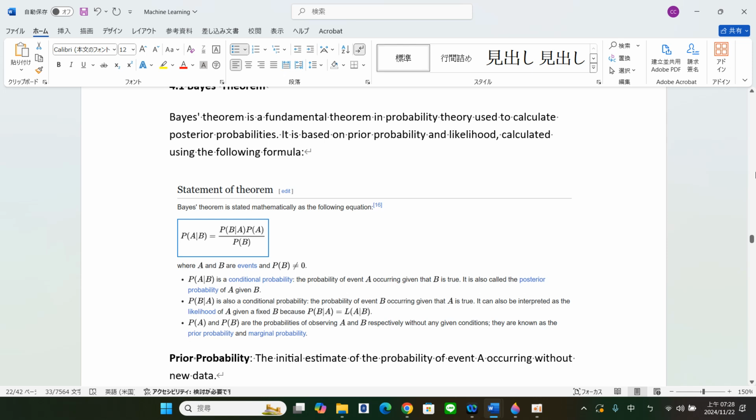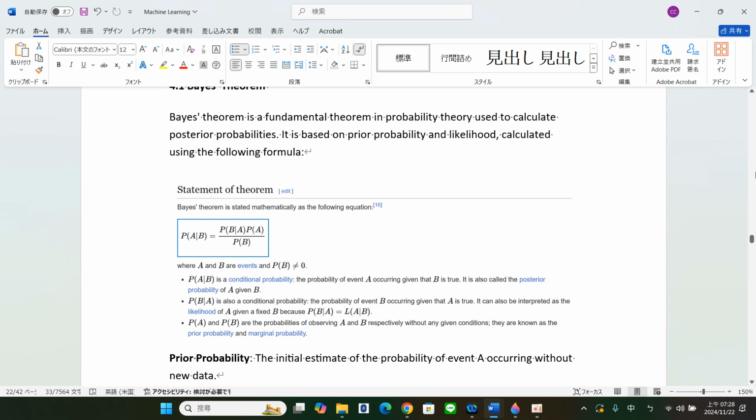P(A|B) is a conditional probability: the probability of event A occurring given that event B is true. It is also called the posterior probability of A given B. P(B|A) is also a conditional probability: the probability of event B occurring given that A is true.